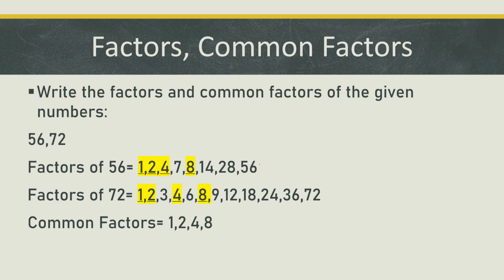Understood? Then 2 28s are 56. I wrote 2 and 28. You can write it together also as easily you find. We just need to write the factors. There is no hard and fast rule that you have to write everything in ascending order. You can write 2 here, 28 here. It's okay. Then 4 14s are 56.